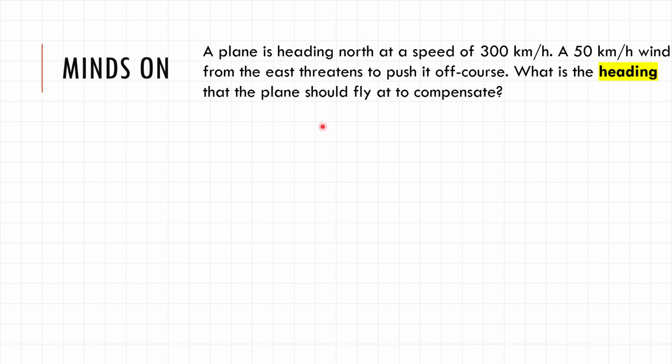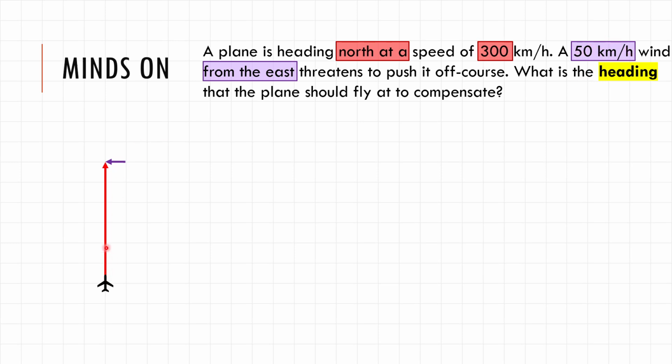To start off, think about this question. If a plane is heading north, so let me draw this little plane over here. It's heading north at a speed of 300 kilometers an hour. So I'm just going to draw a line that shows it's sort of going straight up at 300 kilometers an hour. And then there's a 50 kilometer per hour wind that comes from the east. So if this is north, this would be east. And so the wind would be coming from here, going in this direction. Notice I drew the arrow much smaller because 50 is a lot smaller compared to 300.